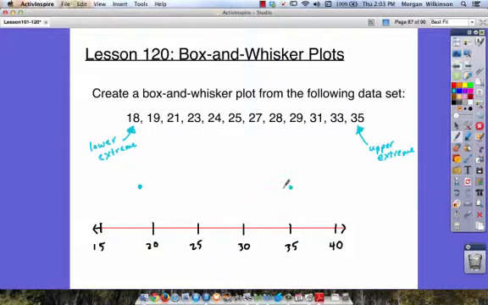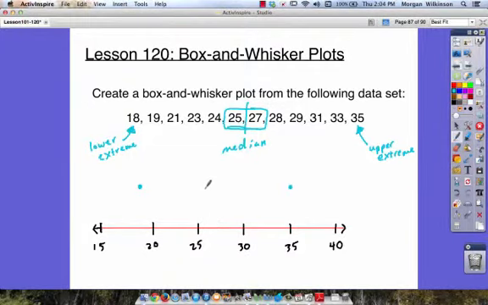Then the next thing we need to do is find our median, or our middle number. So here we have 2, 4, 6, 8, 10, 12 numbers. Since we have 12 numbers, we're going to have 6 numbers on either side. So we've got 1, 2, 3, 4, 5, and 6. That means our median is going to fall between 25 and 27. So our median, the average of 25 and 27, must be 26.